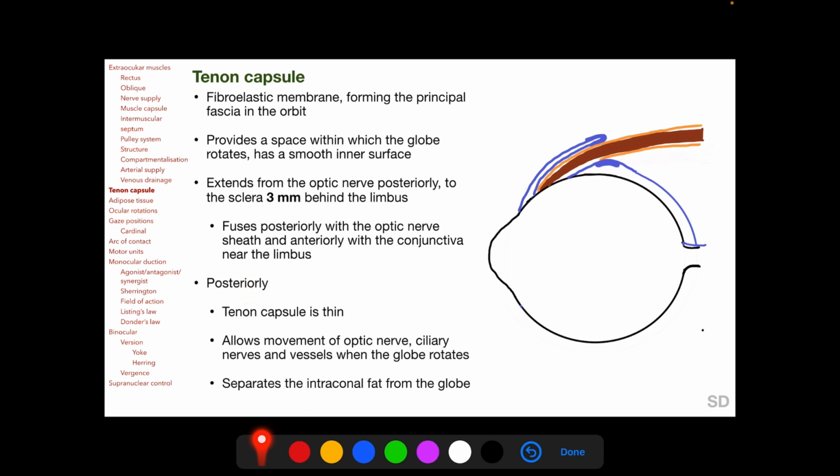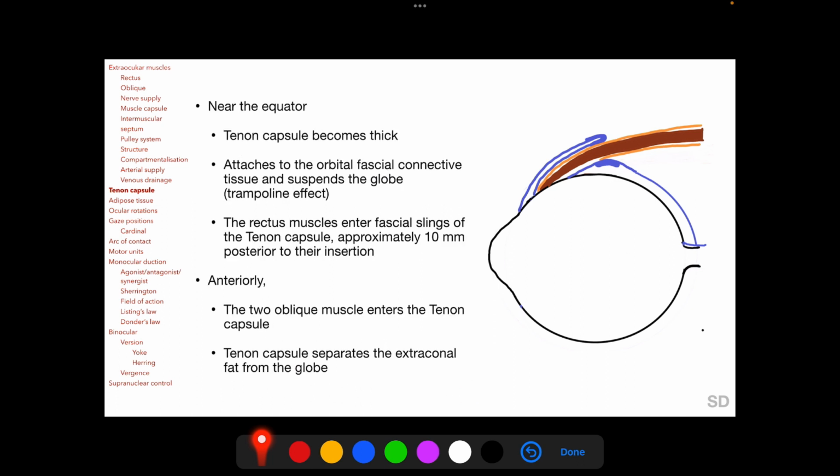Posteriorly, the Tenon capsule is thin and allows movement of the optic nerve, ciliary nerves and ciliary vessels when the globe rotates, and the posterior portion of the Tenon capsule separates the intraconal fat from the globe. Near the equator, the Tenon capsule becomes thick, as seen here in this diagram, and attaches to the orbital fascial connective tissue, thereby suspending and supporting the globe, which is called its trampoline effect.